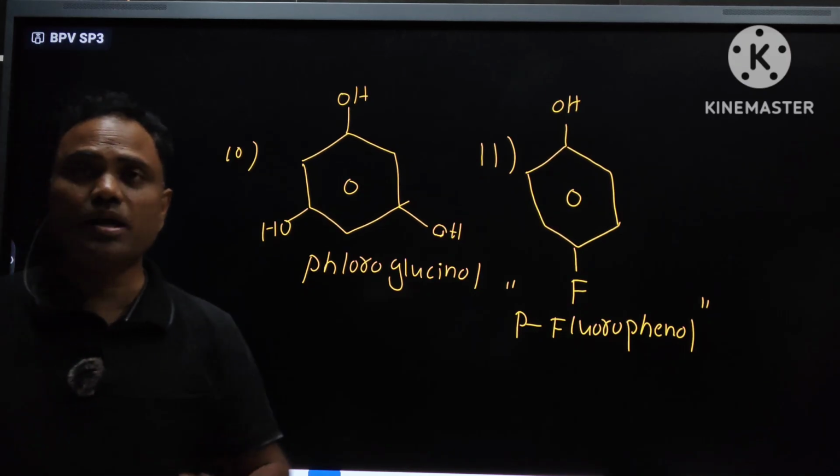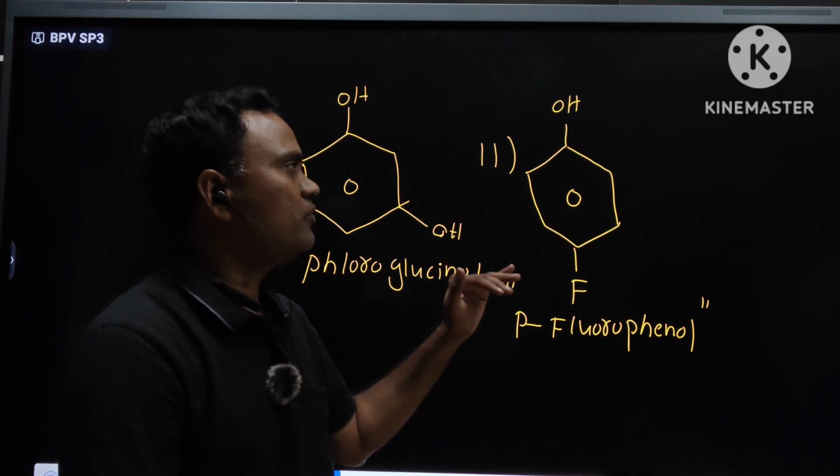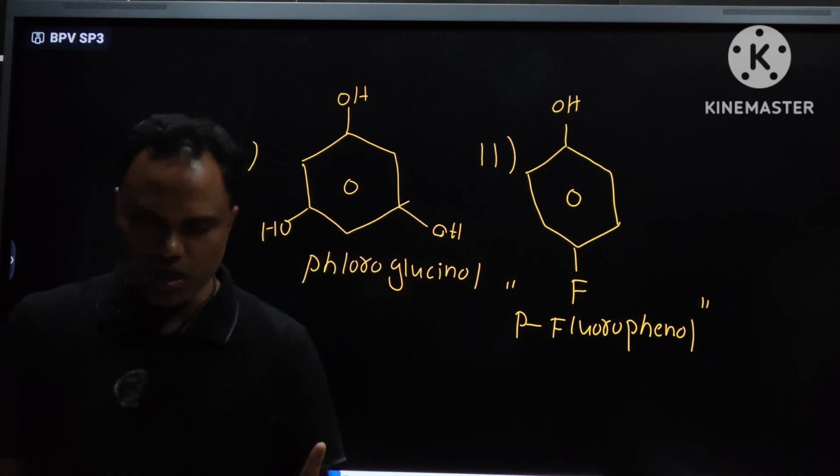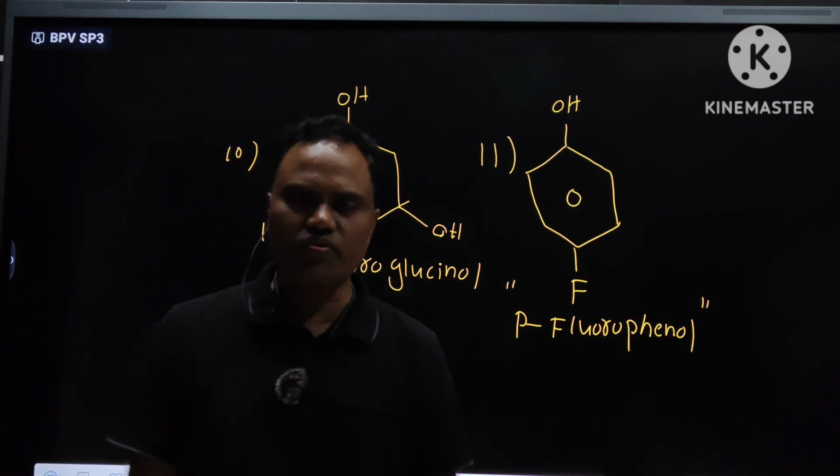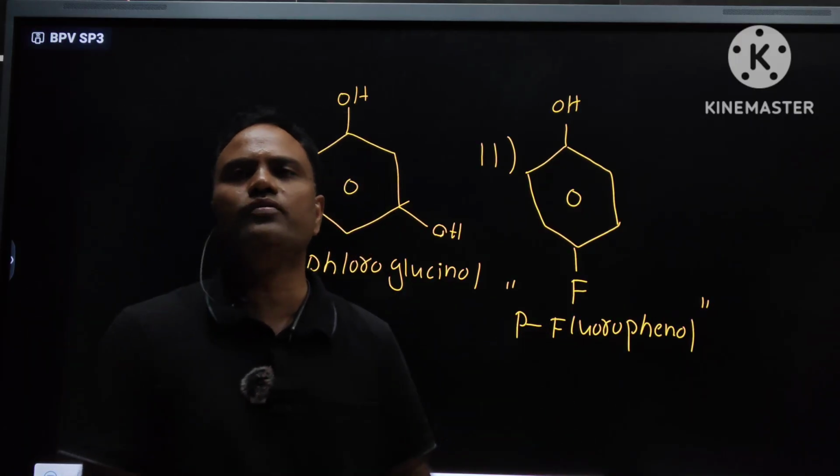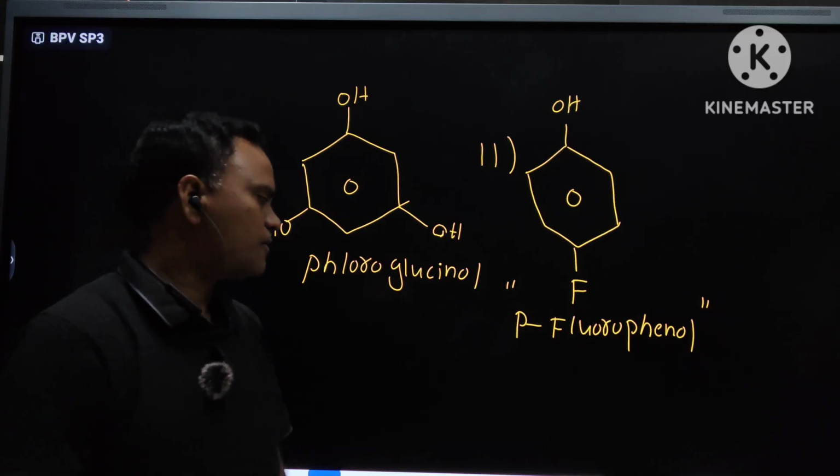Acidic nature comparison is very, very important. Which of the following is more acidic? Option A, para-fluorophenol. Option B, para-chlorophenol, para-bromophenol, para-iodophenol. Very, very important question.